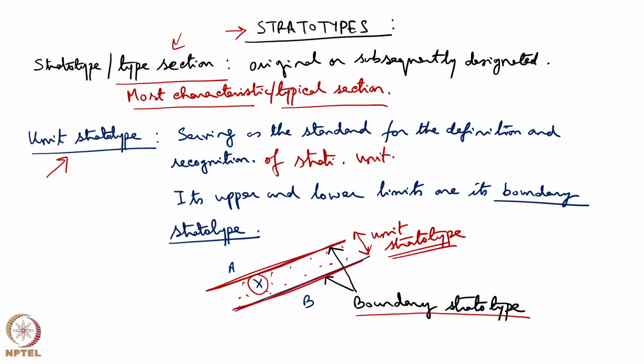The boundary stratotype separates the unit X from either a rock or a unit A at the top, and a rock or a unit, whatever you say, capital B at the bottom.